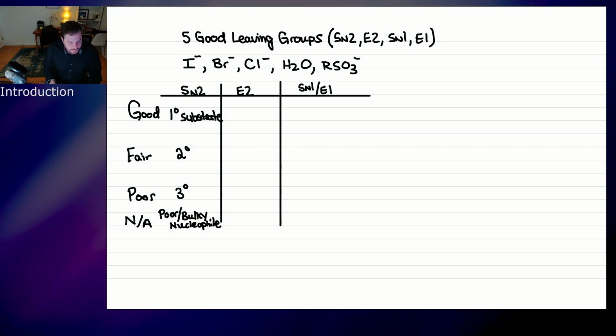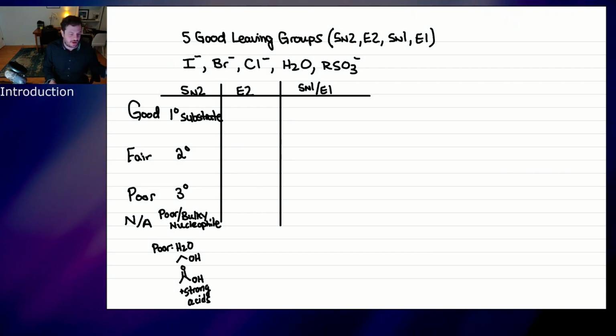And to refresh your memory from Chem 211, the poor nucleophiles we considered are water, alcohols, carboxylic acids, and strong acids. Things like hydrochloric acid, hydrobromic acid, strong acids like you learned in general chemistry. Those are poor nucleophiles, so they don't participate in SN2 reactions.